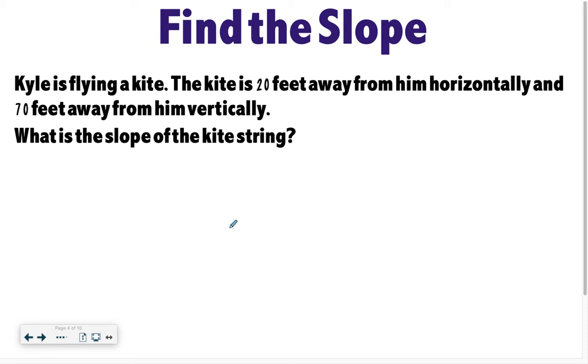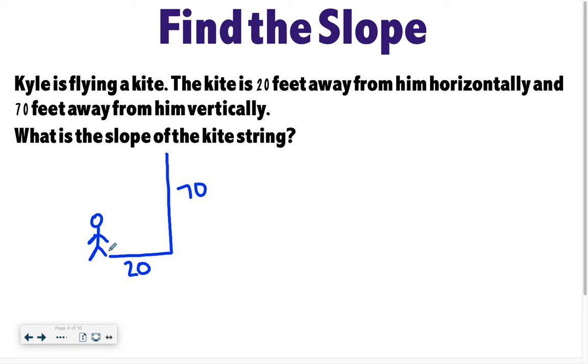So this time you have words to describe the situation instead of a picture. But we know Kyle is flying a kite, and the kite is 20 feet away from him horizontally. So forgive my drawing abilities, they're not very good, but I will try. So we will say it's 20 feet away from him horizontally, and then 70 feet away from him vertically. So we're going to go up, like that.